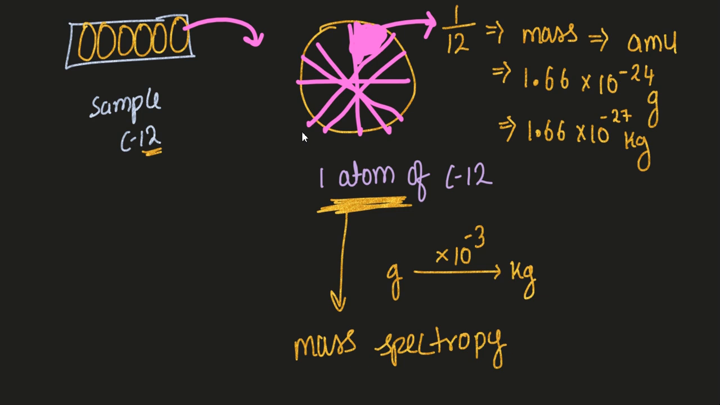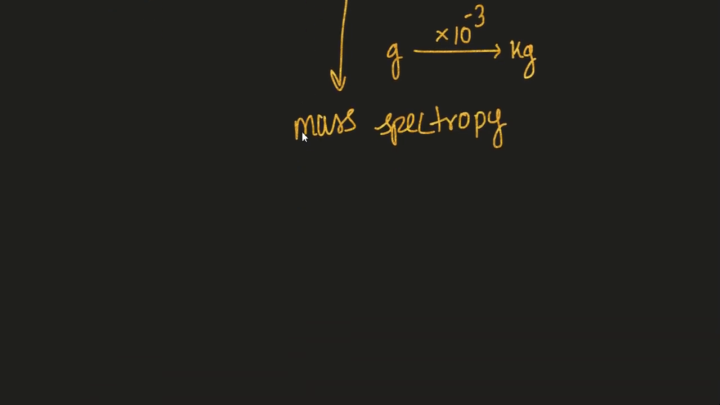So the scientists took one atom from the sample and kept it in the mass spectroscope. When they kept it there, they found the mass to be, as you know, very small.